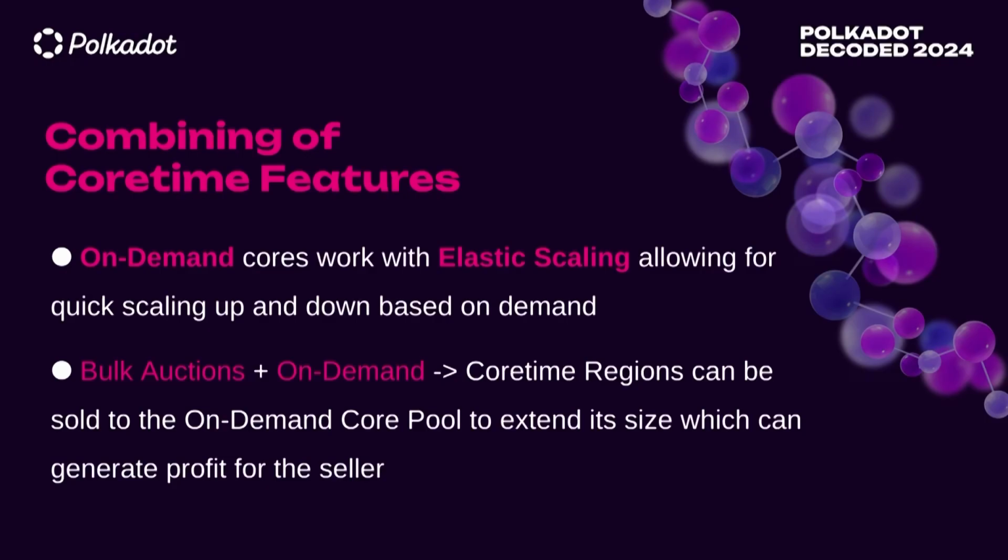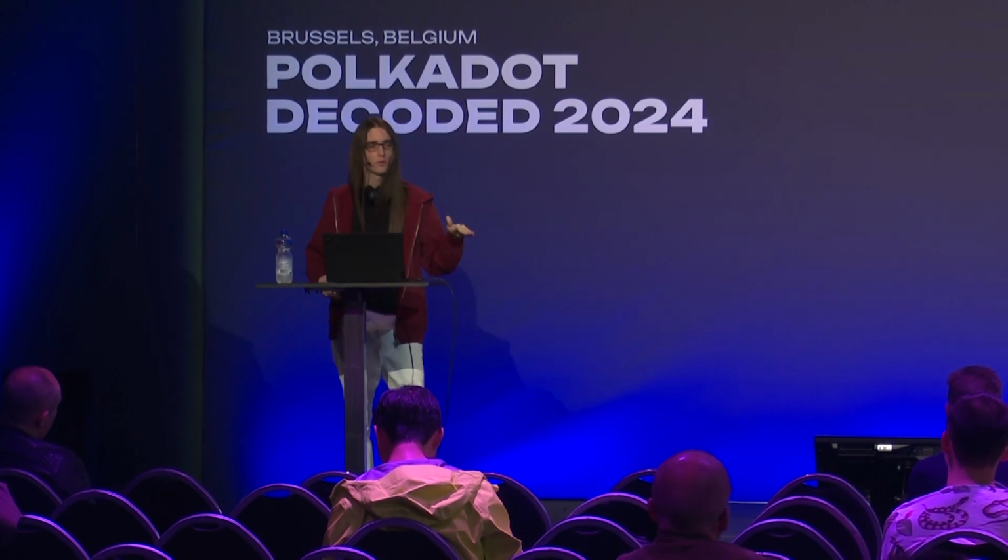Another interesting interaction is between bulk auctions and OnDemand. OnDemand has a specific pool of cores that will be used for OnDemand purchases, and it has a separate pricing model compared to bulk auctions. So if it is the case that OnDemand has a very, very high demand and the price actually starts skyrocketing, some people, probably bots, will notice that and they will start arbitraging, buying bulk core time and contributing that to the on-demand pool to lower the prices. So they hopefully will equalize.